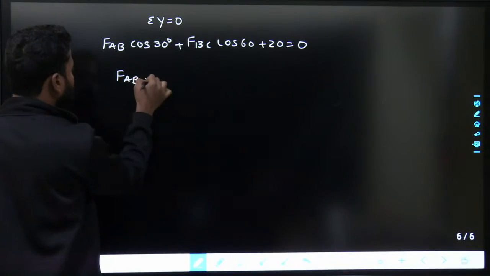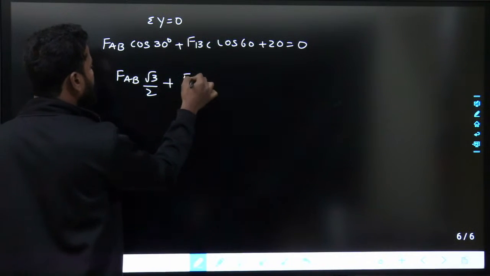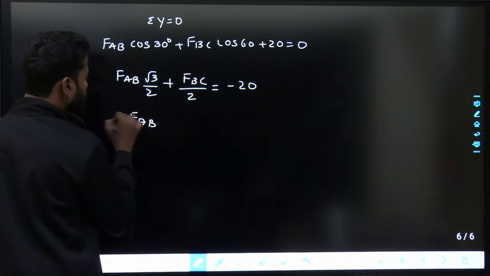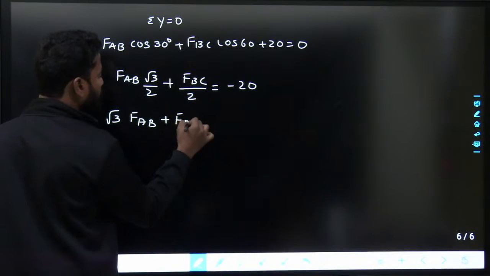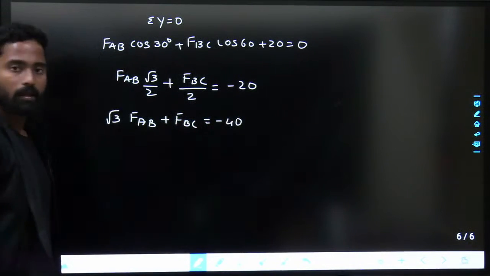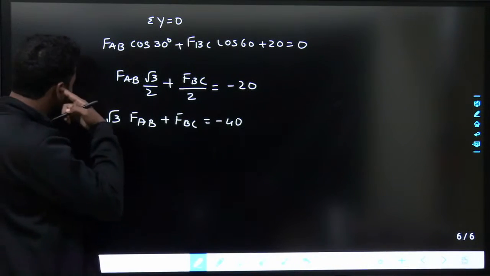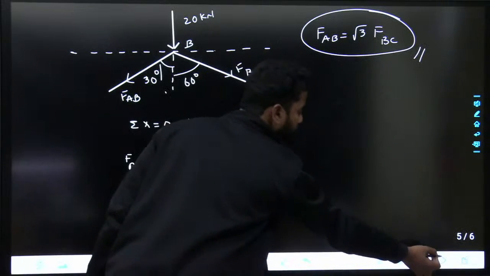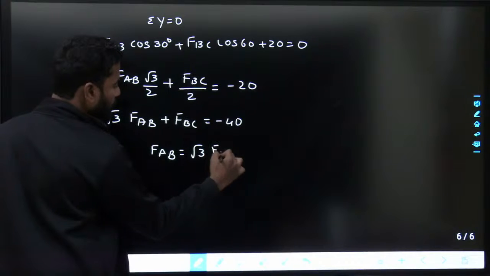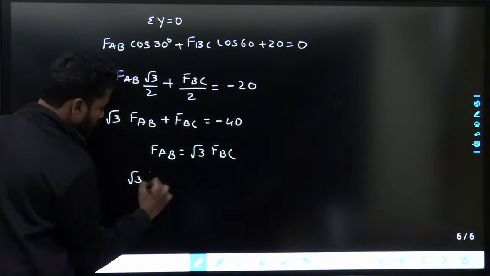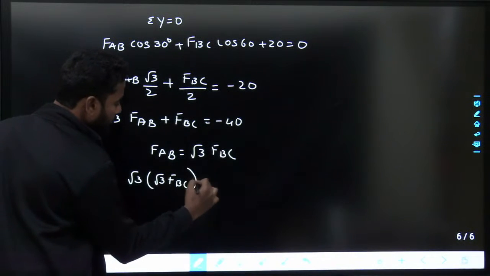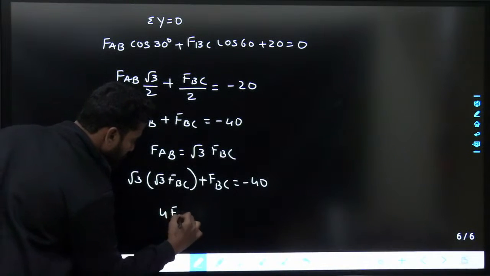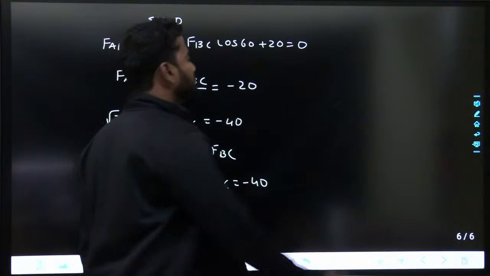FAB cos 30 equals root 3 upon 2, plus FBC cos 60 is 1 divided by 2. Root 3 FAB plus FBC equals minus 40. If this is minus 40, what is FAB? FAB equals root 3 FBC. Substitute it over here. Root 3 multiplied with root 3 FBC plus FBC equals minus 40. 4 FBC equals minus 40. FBC equals minus 10.